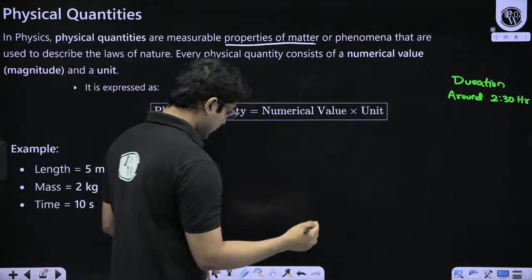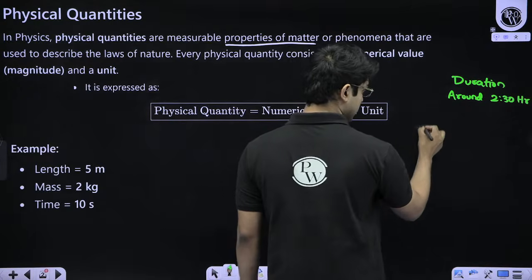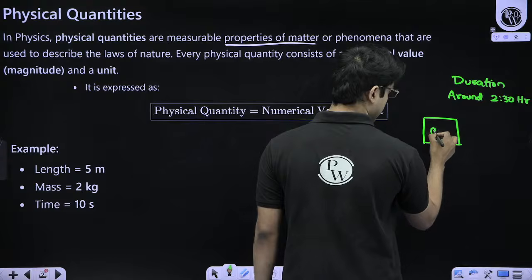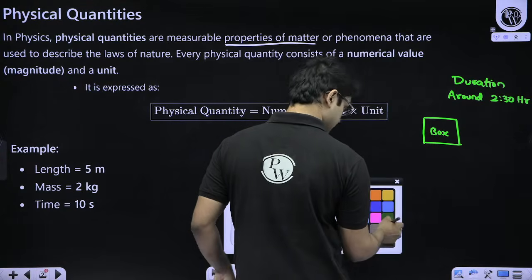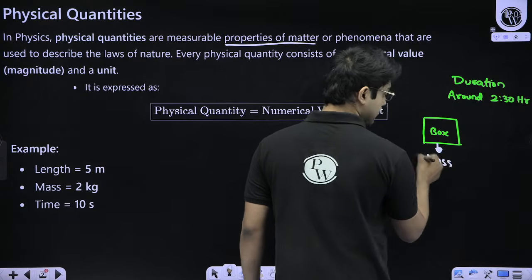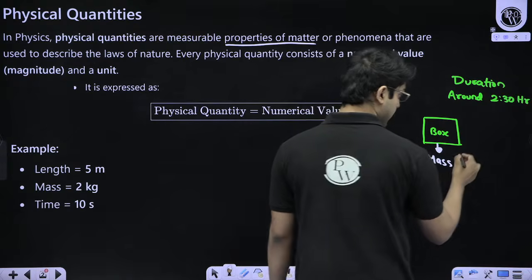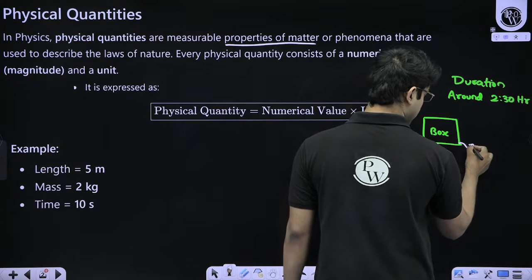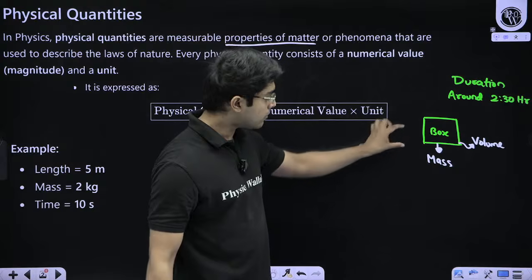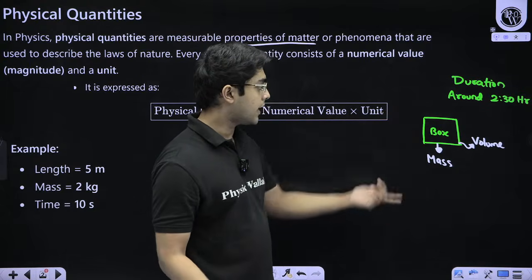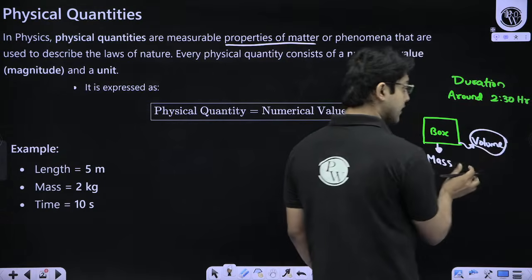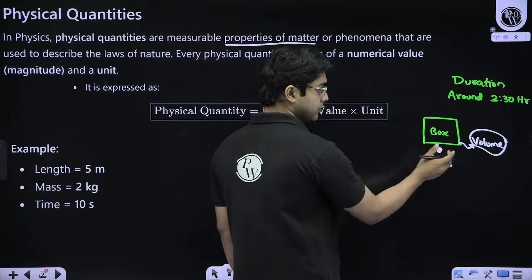An example for this could be, imagine there is a cubical box. This box will have some mass to it, and this mass you can measure using a weighing scale. Similarly, you can measure the volume of the cube. How do you measure it? You can measure the side length of the cube using some length measuring device and cube it. That will give you the volume. So this volume is another property of this box which we can measure.